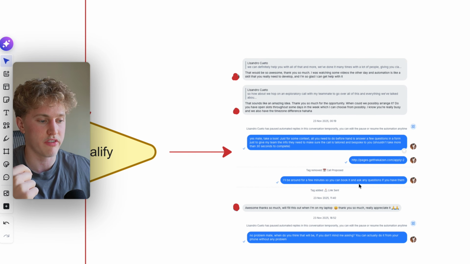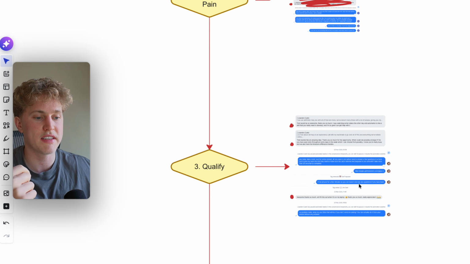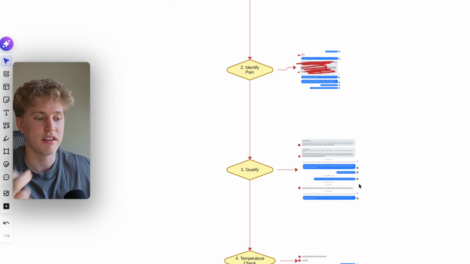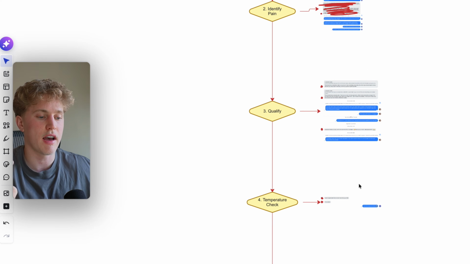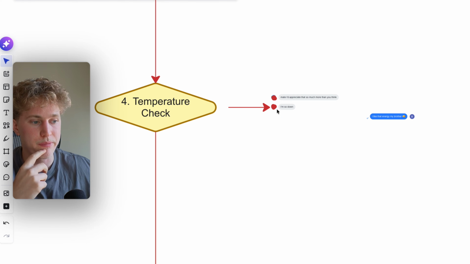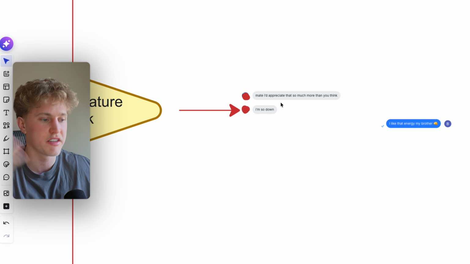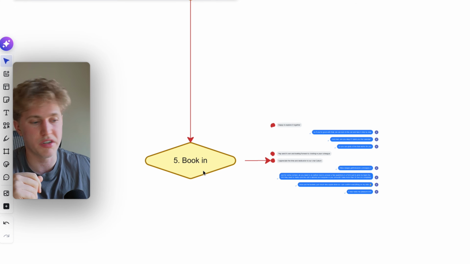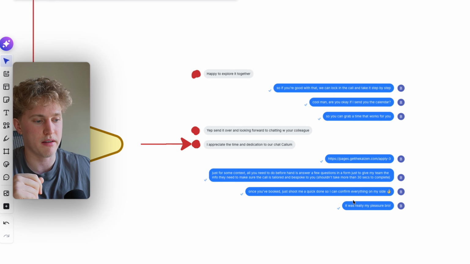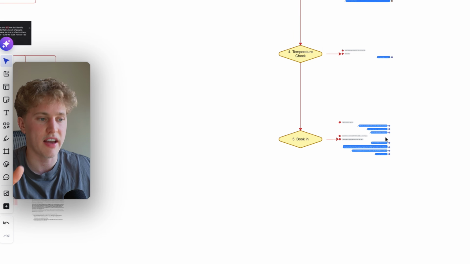Then we go on to qualify. For the qualification process, we're basically saying, are they a perfect lead? Are they qualified to work with us? And then we do a temperature check, which is like, do you actually care about this? Do you want to solve this problem? And then of course you book in a call, which will be a case of, yeah, cool. Click on this link, book in a call. Looking forward to chatting with you. And that is obviously how you do that.